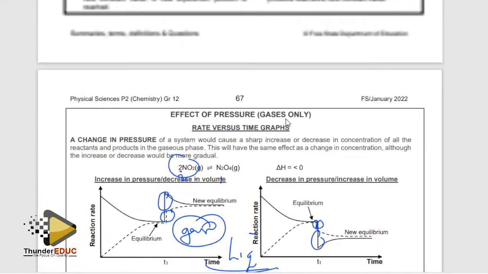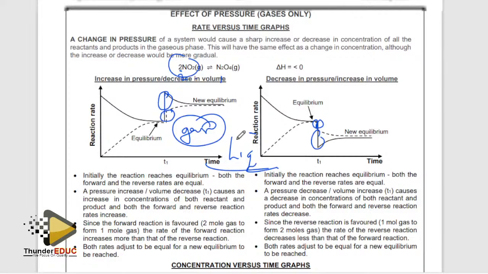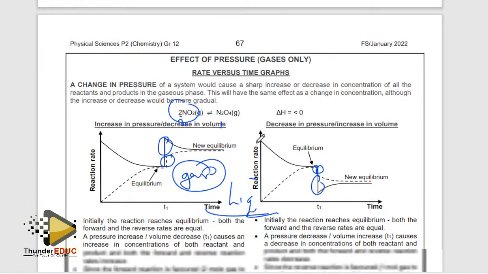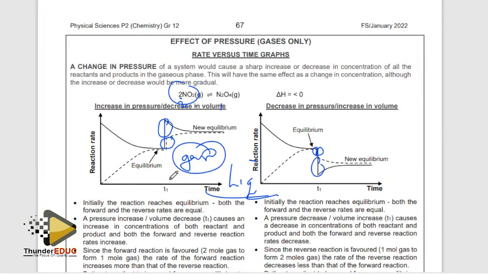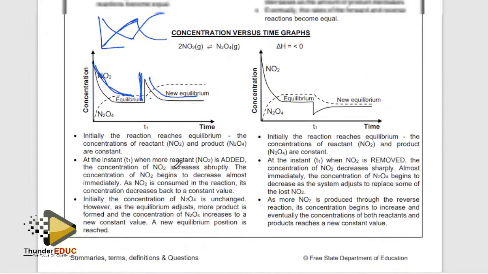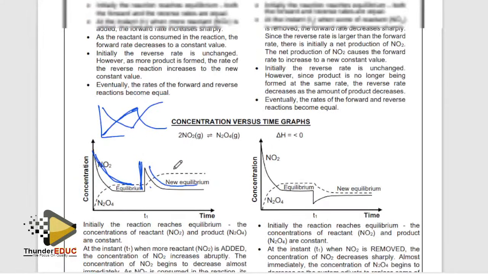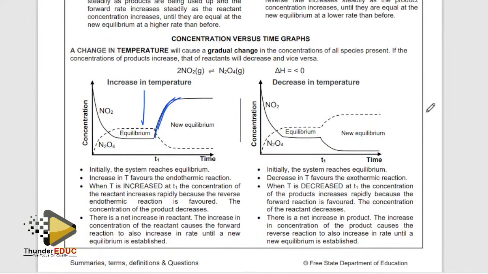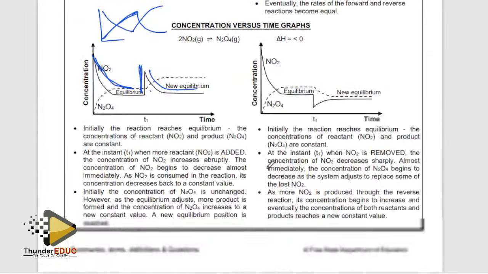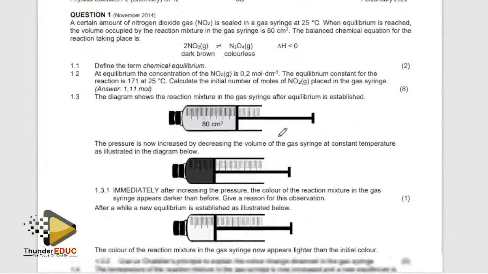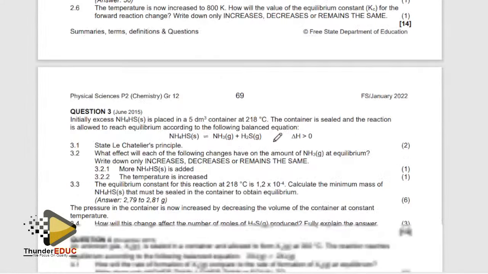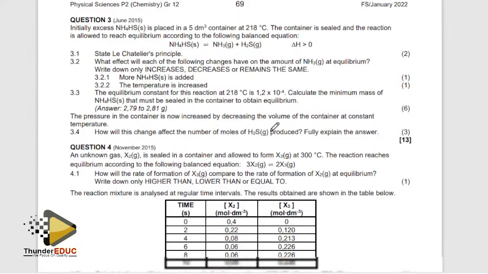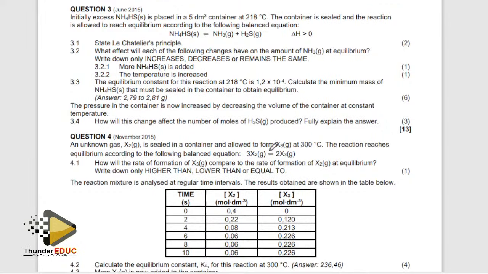Then concentration. With concentration, one is spiking, then another one is gradual. And then temperature, both of them are gradual. You see? So please, you need to know that before you go to the paper, because if you go to the paper without knowing them, it might affect you. So that is the first thing you need to understand. The second thing is reactions.